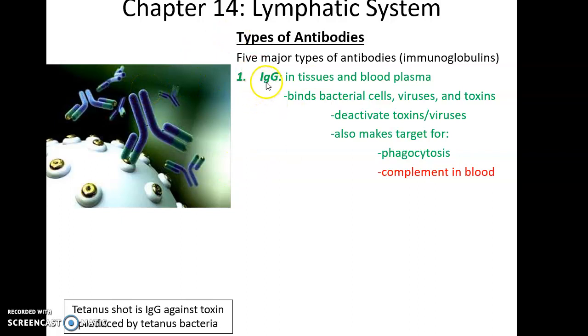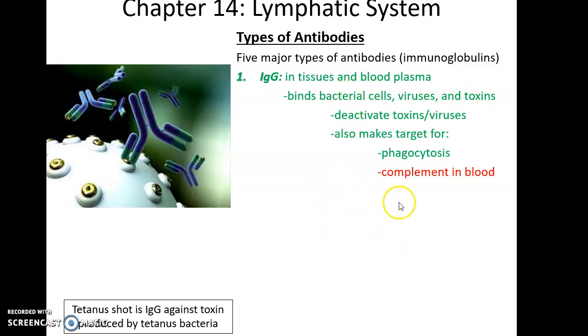So, first up, IgG. IgG is normally found in tissues and in the bloodstream. It can bind to bacteria cells, viruses, and toxins. It deactivates toxins and viruses because it's so big relative to the virus or toxin that the virus or toxin can't function properly. It also targets these things for phagocytosis so that macrophages or neutrophils find it easier to locate the viruses or toxins and engulf them, or to notice the bacteria cells and engulf them.